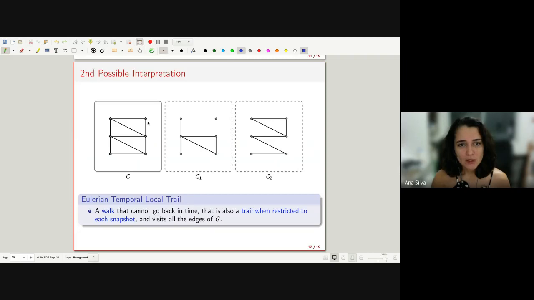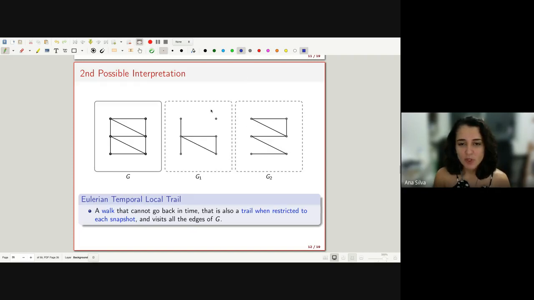Okay, so let's take a look at our second interpretation. Here, we decided to loosen the constraints a little. We don't want the entire thing to be a trail, but only locally a trail. So we'll call an Eulerian temporal local trail a walk that cannot go back in time again, but that when you look at it in a given snapshot, must be a trail. So you can repeat edges as long as you don't repeat the same snapshot. And again, of course, it visits all the edges of G.